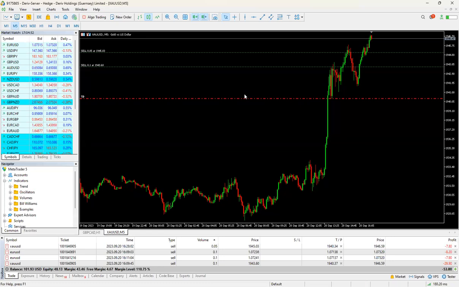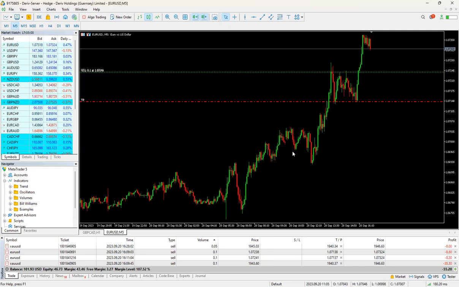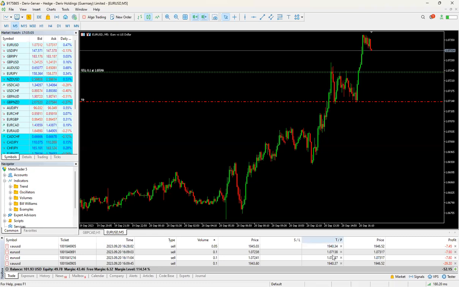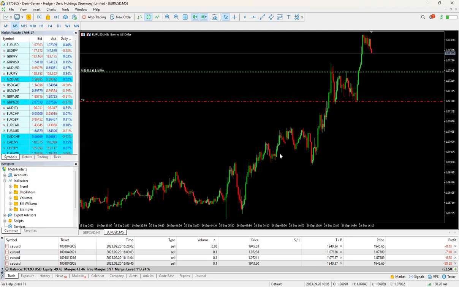Gold, I have given a sell, and then Euro USD too, I have given a sell. This is Euro USD on 5 minutes. I have given a sell. And then gold also, I have given a sell. So those are the instructions, and we are targeting only 20, 30 pips, and we are good to go.